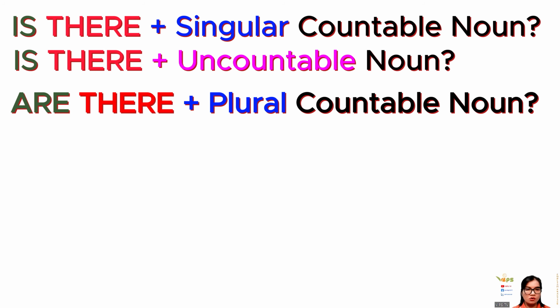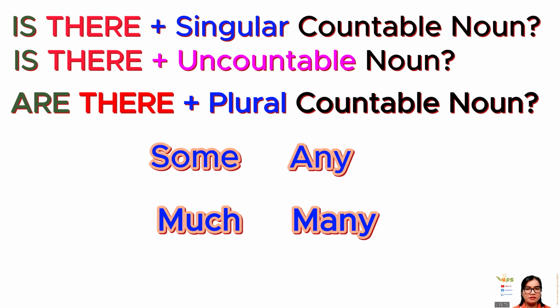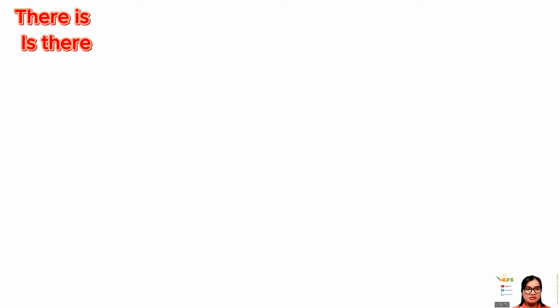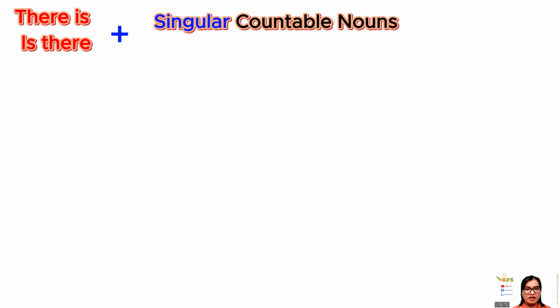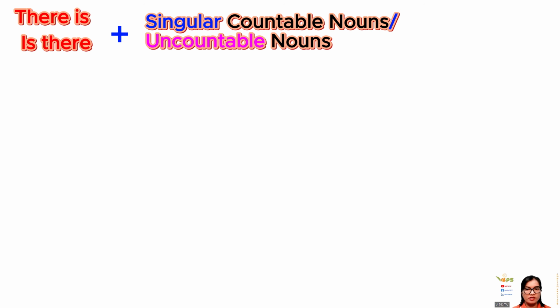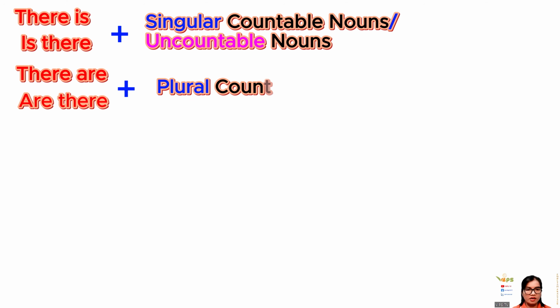In the last video, we explained about singular nouns, plural nouns, uncountable nouns, and how to use some, any, much, many. Please watch the video for more understanding. Please remember there is or is there is used with singular countable nouns or uncountable nouns, and there are or are there is used with plural countable nouns.